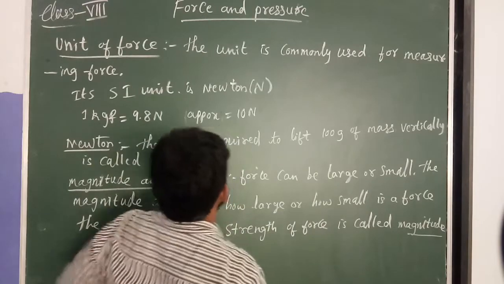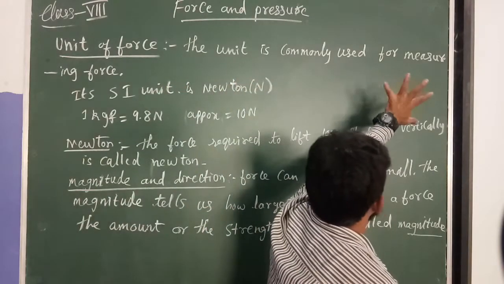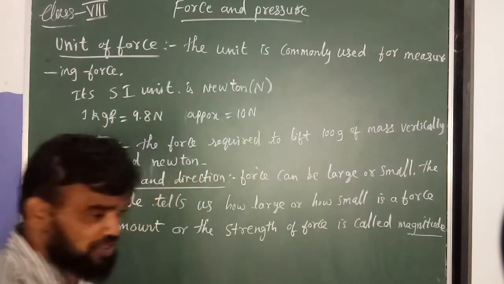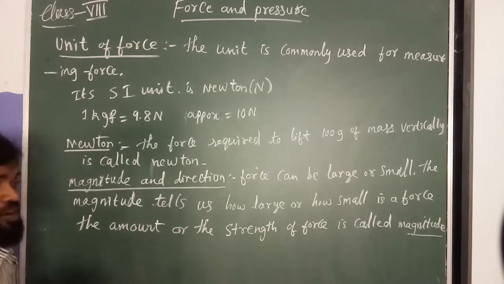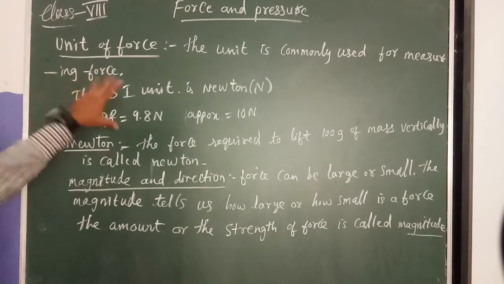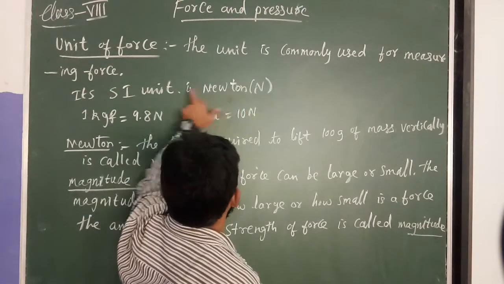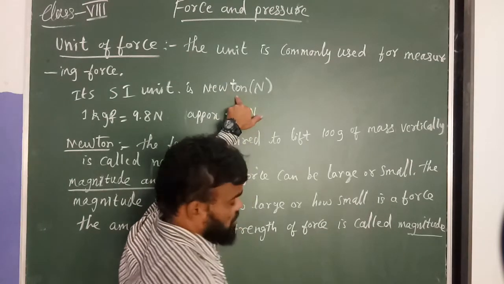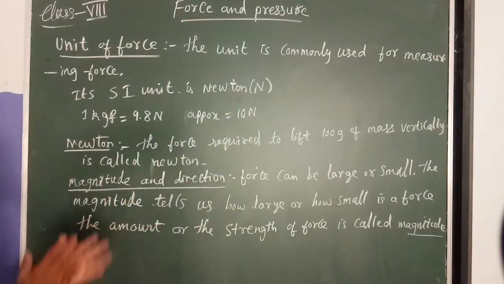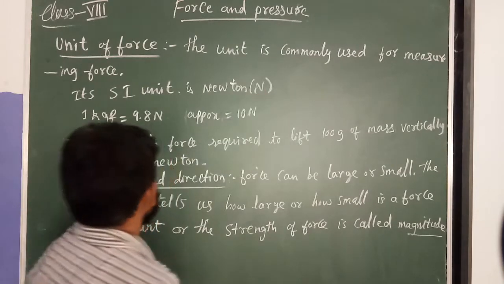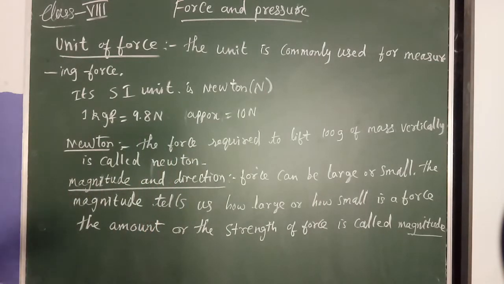What do you mean by unit? A unit is commonly used for measuring force. How much force has been applied onto an object, when one object is applying force onto another object? That is what we use the unit of force for. The SI unit of force is Newton, and its symbol is N. Understood?